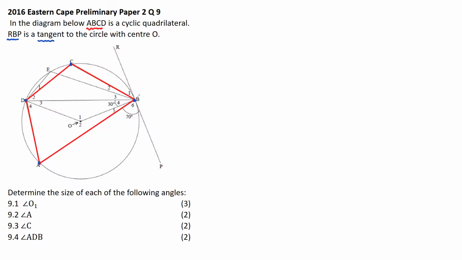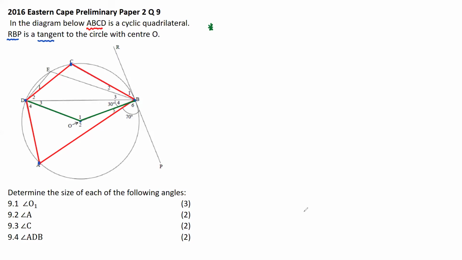So RBP is a tangent to the circle, and my center is O. Keywords to remember. Now, if the center is O, then the following applies. It would mean, therefore, that the line OB becomes a radius, because a radius is any line drawn from the center of the circle to the circumference. OD also is a radius. Our first question, 9.1, says the following.